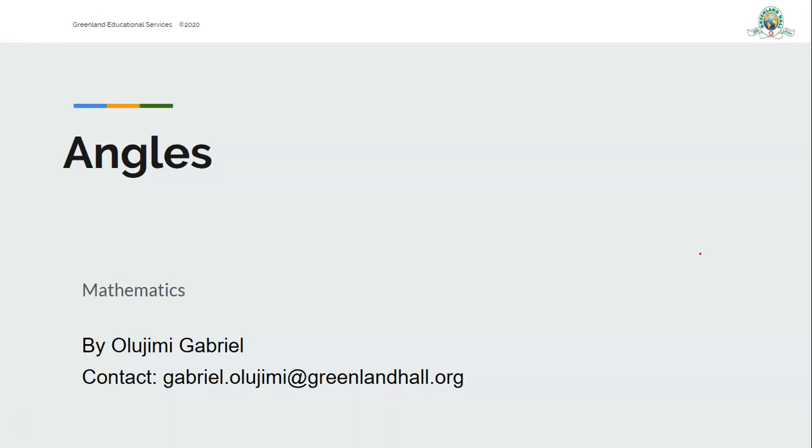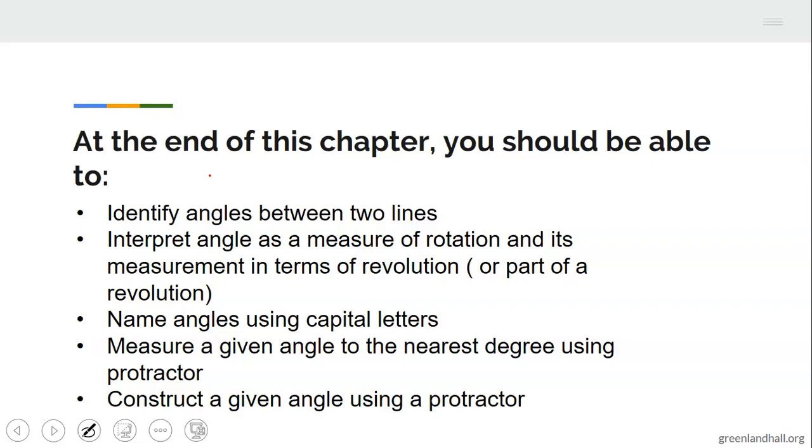Last time we looked at solids and how we can calculate volume by counting the number of cubes in a particular shape. Now, this time we'll be talking about angles.